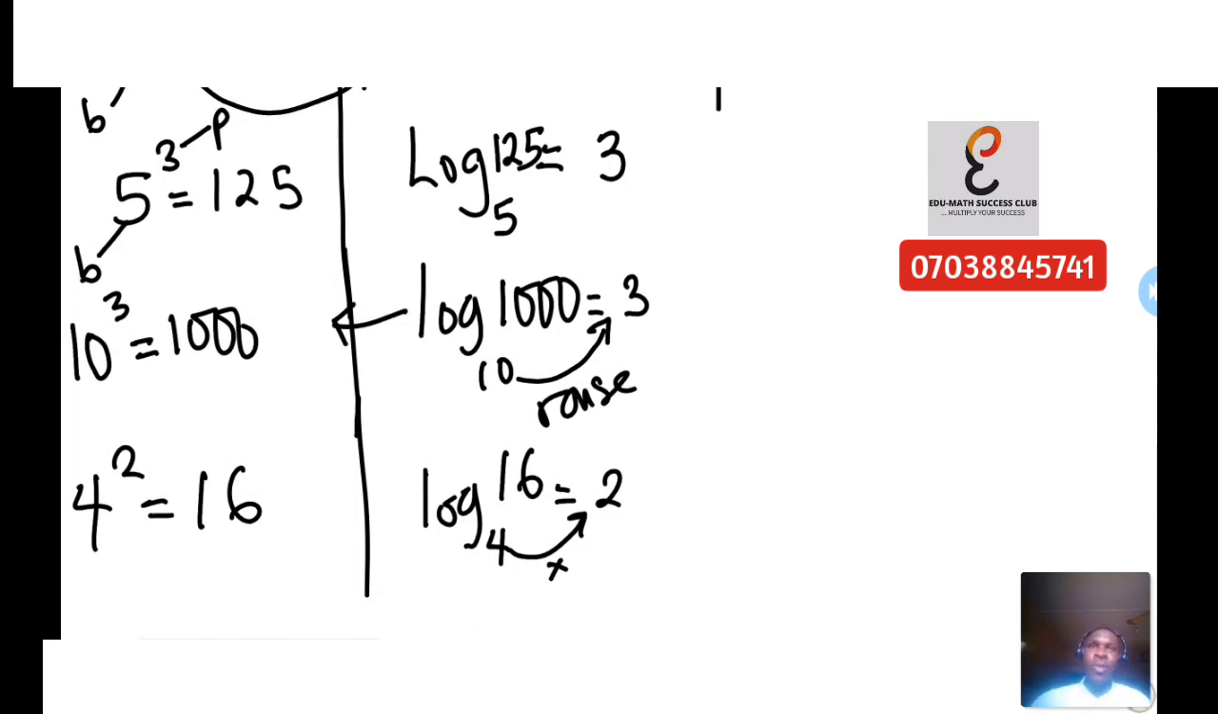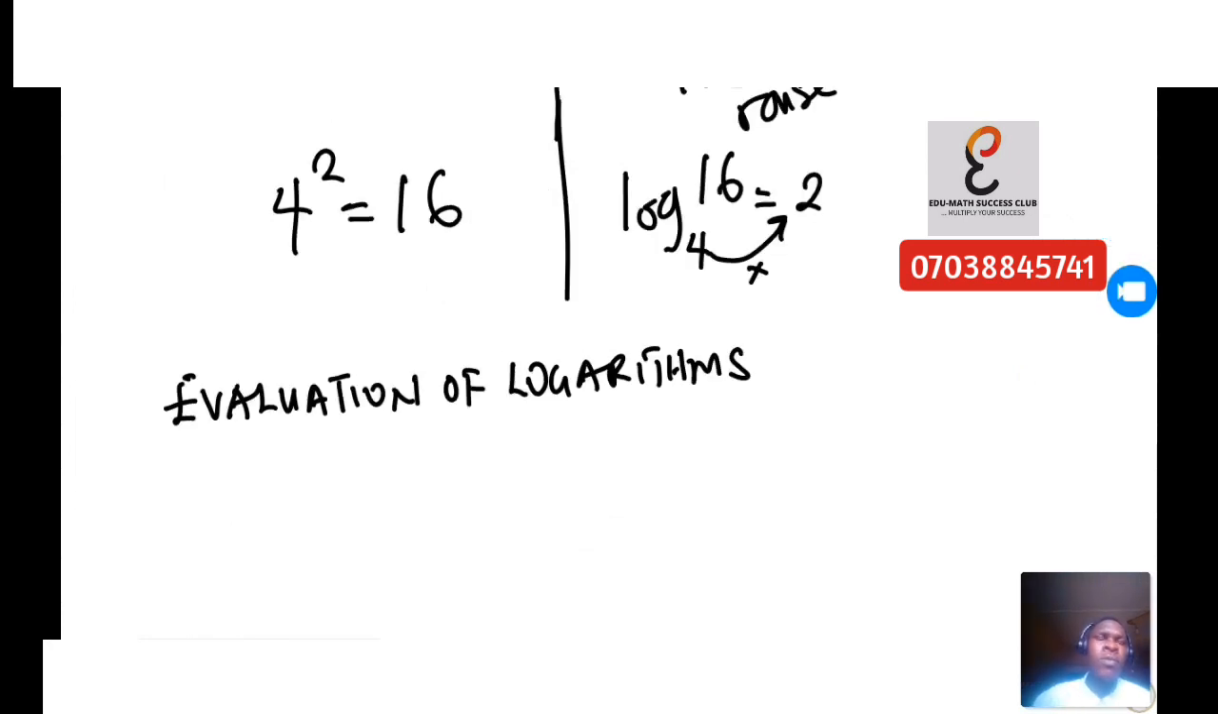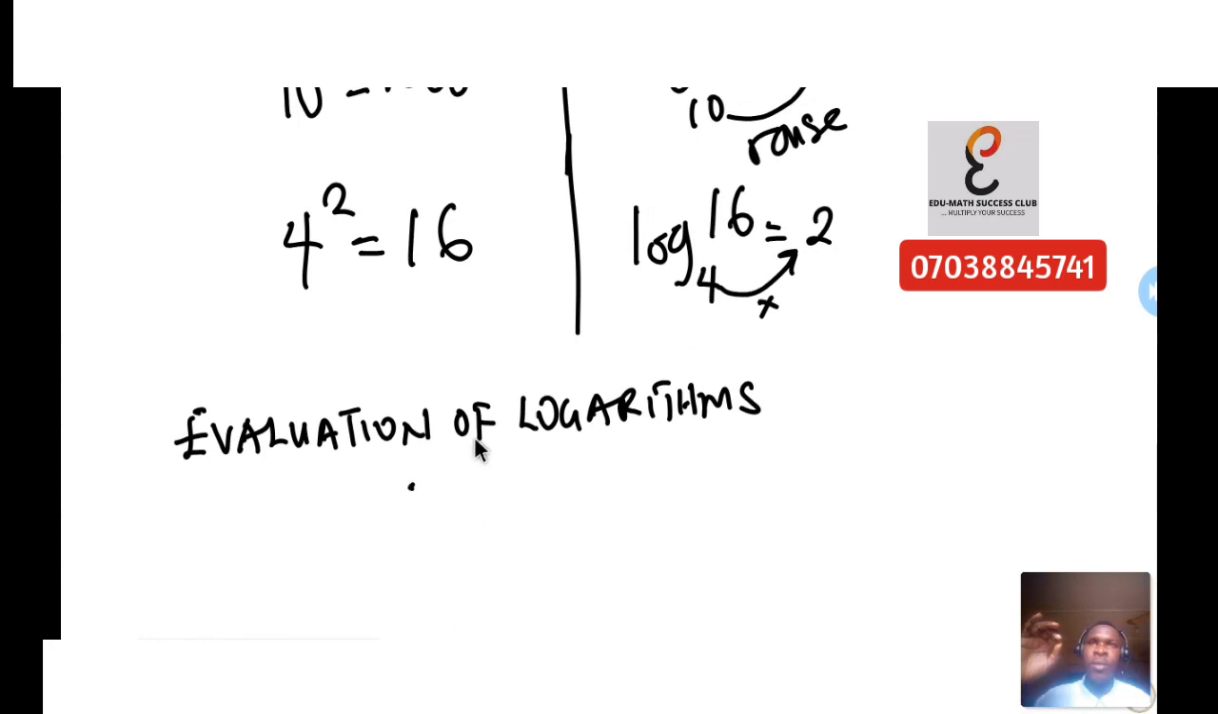And let's move on to the next aspect of the video. So move on to the next part, which is evaluation of logarithms. So we're looking at how to evaluate logarithms. For you to know how to evaluate logarithms, you need to remember some laws of indices. Don't forget, the laws of indices are very similar to the laws of logarithms. So let's do a recap.